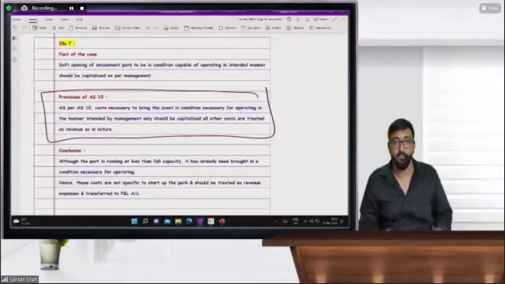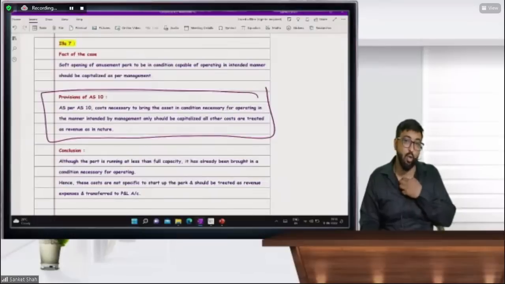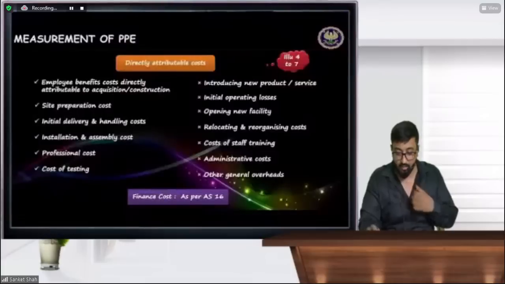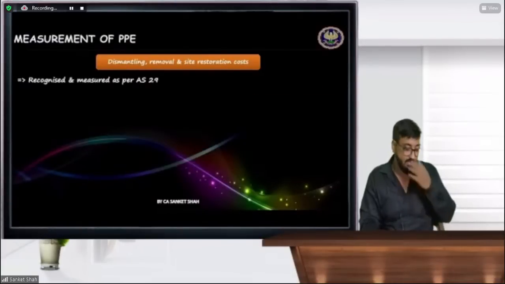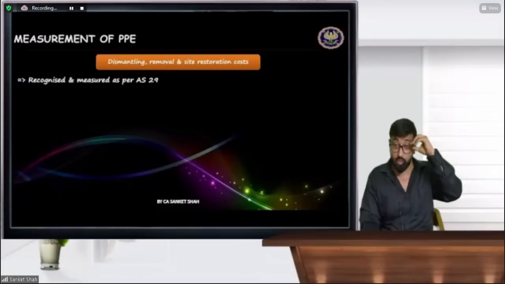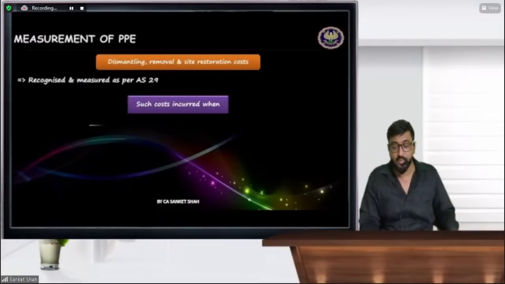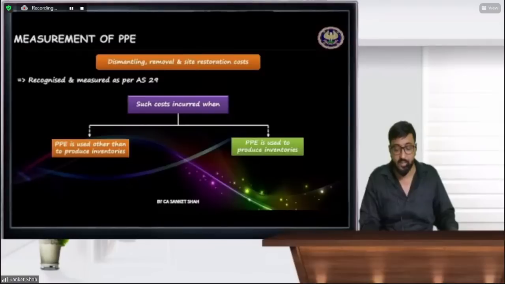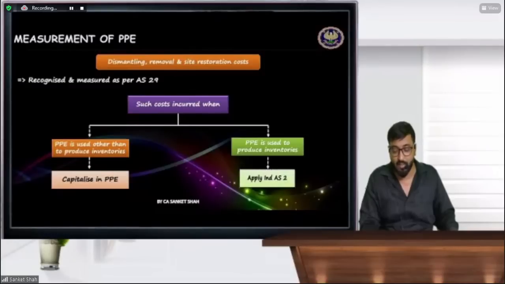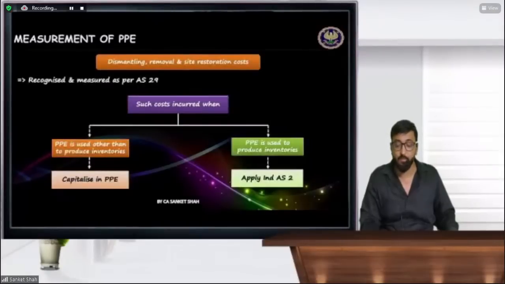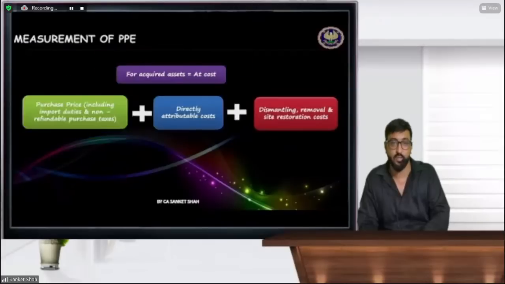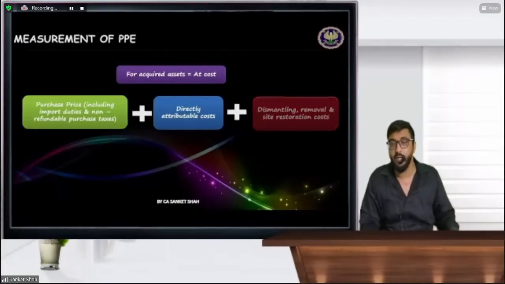चलिए, I hope you enjoyed till now, because now we are at the end of this. Last part is decommissioning charges, dismantling. Dismantling means that you are going to incur in the future. So this is your provision. Such cost incurred when PPE is used other than to produce inventory, तो ये capitalize करना पड़ेगा and apply AS2. So dismantling means better future cost. Dismantling means future cost. Remember, future cost you will record it today only.